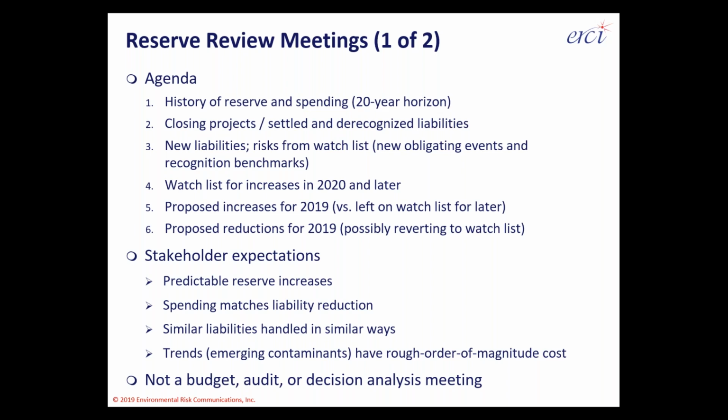The stakeholder expectations that I commonly see in environmental liability reserve meetings are an interest in seeing predictable reserve increases, spending that matches liability reduction rather than spending simply going for spending's sake, that similar liabilities are getting handled in similar ways, and that if there are trends, like 1,4-dioxane, PFOA, PFAS, that there's some idea of a rough order of magnitude cost, meaning is 1,4-dioxane going to be a $1 million, $10 million, $100 million issue, looking across over the next generation, across the entire portfolio, just what sort of rough cost we're looking at for handling those incremental new liabilities.